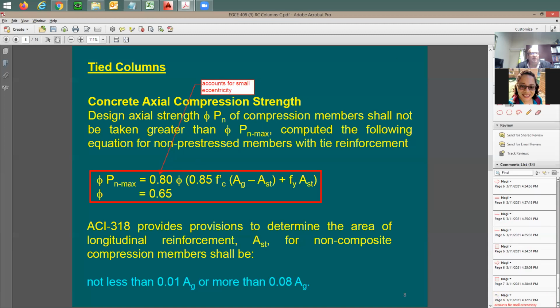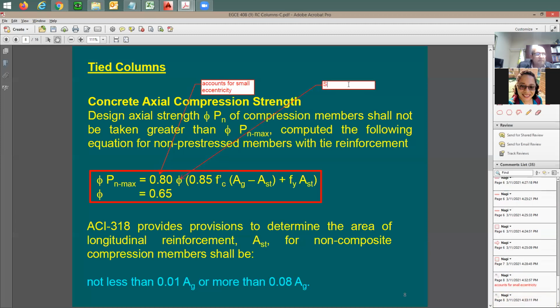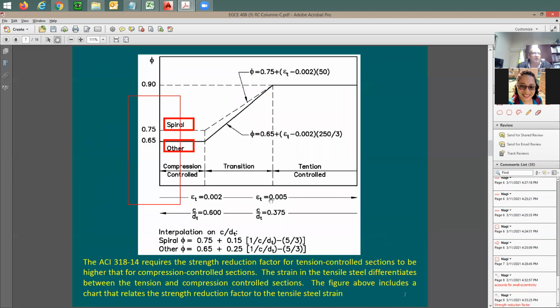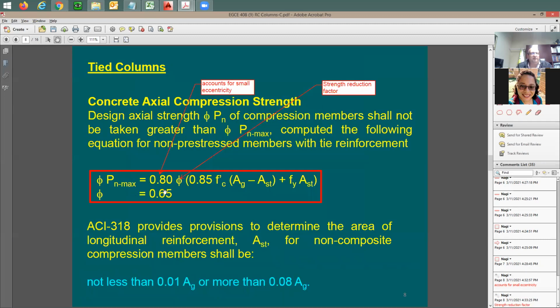So the second question, about the phi factor: why do we have it? I'm going to say this is for the safety of concrete. It's going to be the strength reduction factor. How much is this phi factor? For tied columns, it's going to be 0.65. Where's the source of this piece of information? I'm going to go back here. Because we have a tied column, as opposed to a spiral, it's going to be 0.65. It's right here for tied columns.